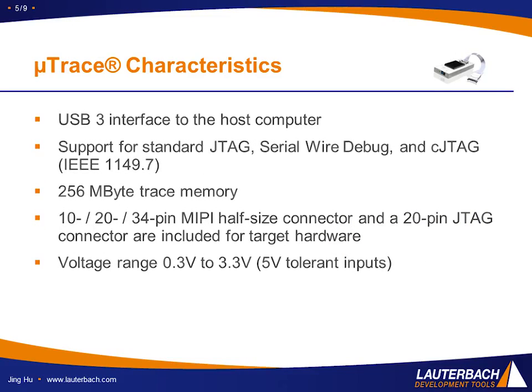Microtrace has a USB 3.0 interface to the host computer, and supports standard JTAG, cJTAG, and serial wire debug protocols. It has 256 MB trace memory and is able to do 4-bit parallel trace. There are 10, 20, and 34-pin half-size connectors available for connecting to the target hardware and a wide variety of adapters to work with other connectors. The working voltage range is between 0.3 and 3.3 volts.